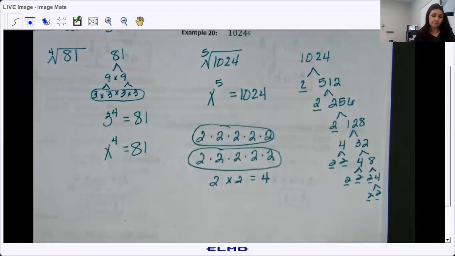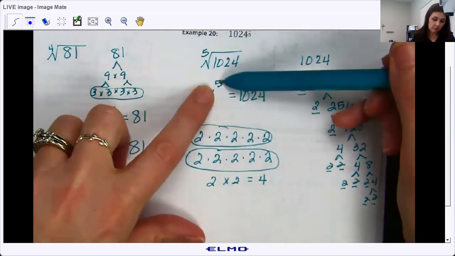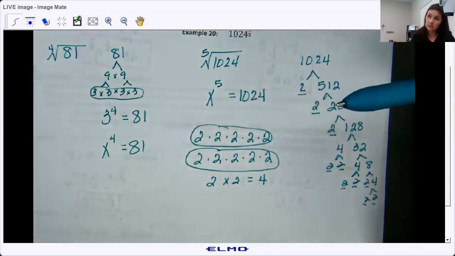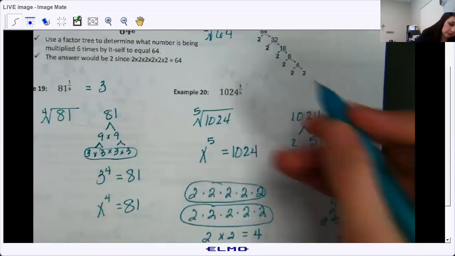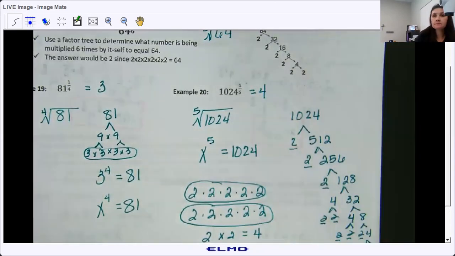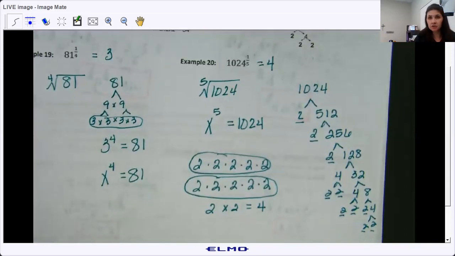Okay, because you have to circle groups of 5. Wait, I forgot how to do the factor tree. Hold on, let me finish this. Okay. And that's the end of our 5-2 notes.